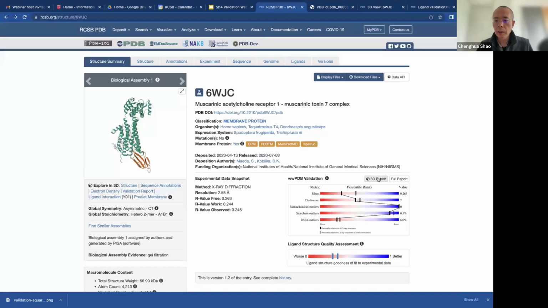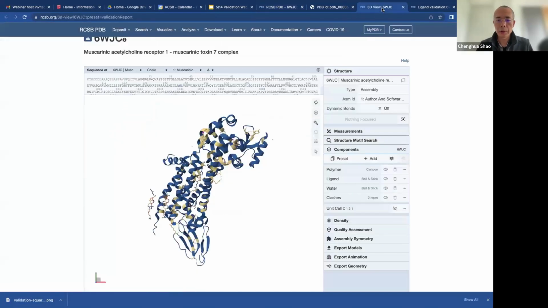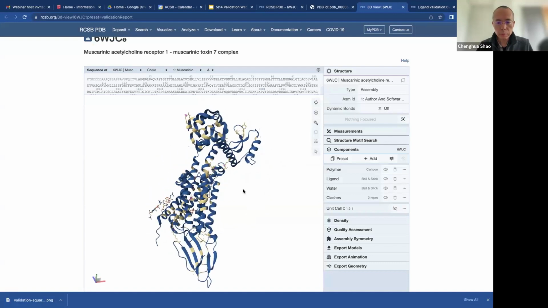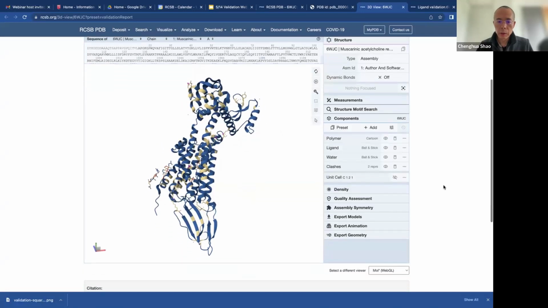Further, you can click on the 3D report, which will lead you to this page, where you see the structure based on the validation report. And you can zoom in on the region and hover over the different residues to see their geometric qualities, the real space RSRZ scores, etc.